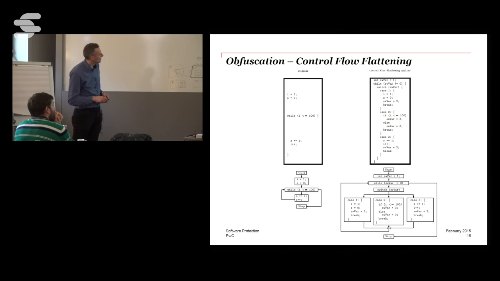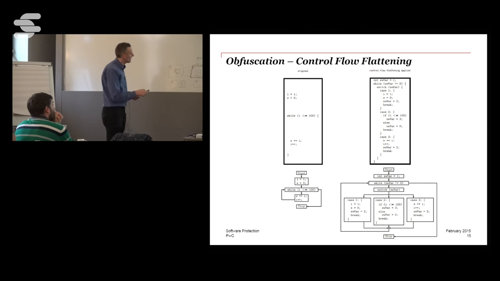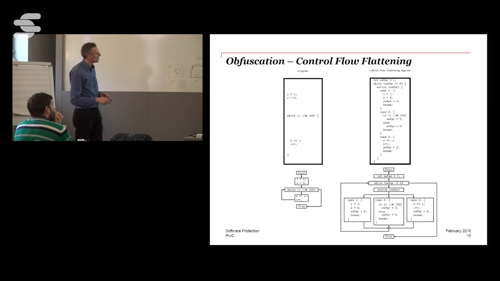You will see that, for instance, the initial assignments here is case number one. You have these assignments here. And then the control loop here is cases two and three that are executed one after the other all the time. And so you see that the structure of how the program is built has been totally changed from something like this into something like that. And that's actually the idea of control flow flattening.